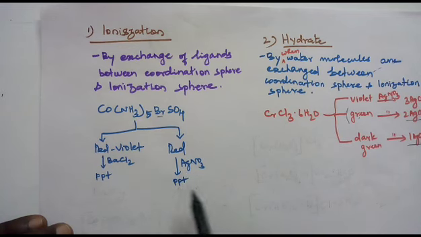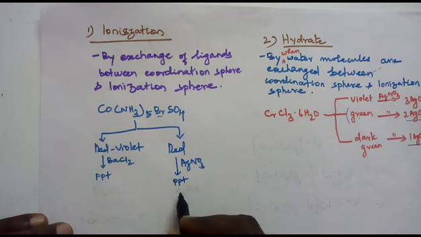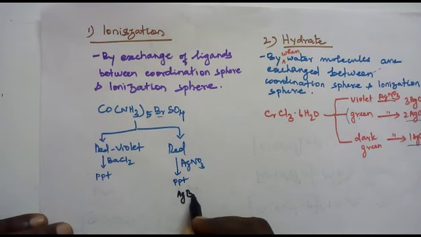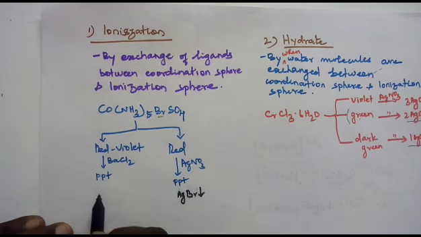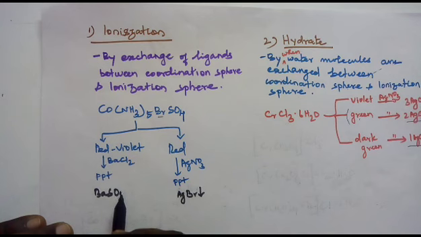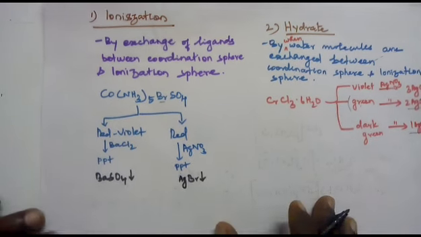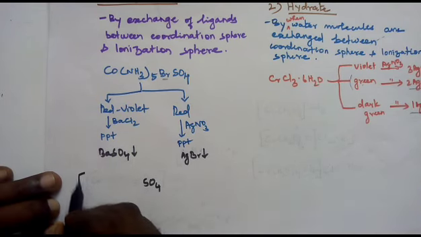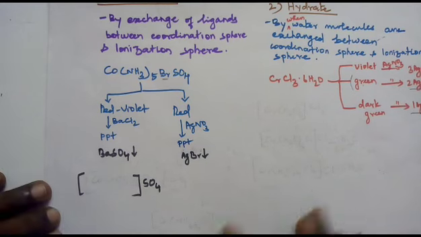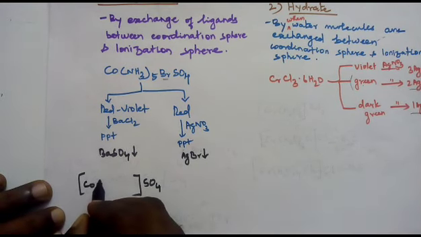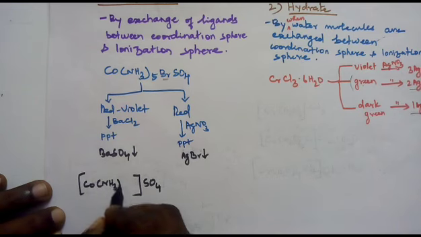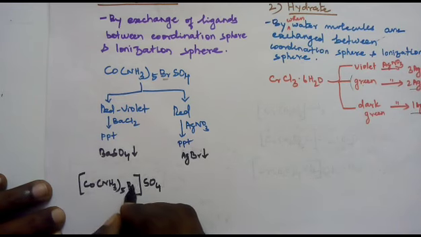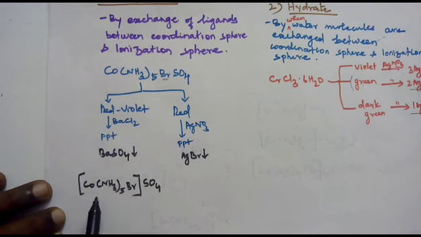A precipitate with silver nitrate means what? Here there is a bromine, that means it is a test for bromide ion. So here silver bromide is precipitated. Here barium sulfate is precipitated. Barium sulfate precipitated means sulfate is outside the sphere. Then what is inside the sphere? Write the remaining thing: cobalt, pentammine. So pentammine bromo cobalt(III) sulfate. This is one isomer where sulfate is outside.